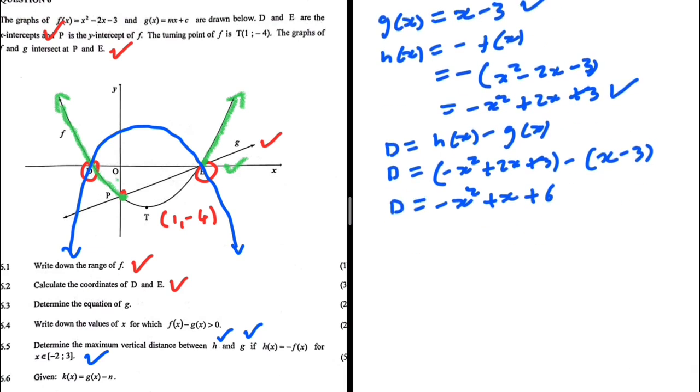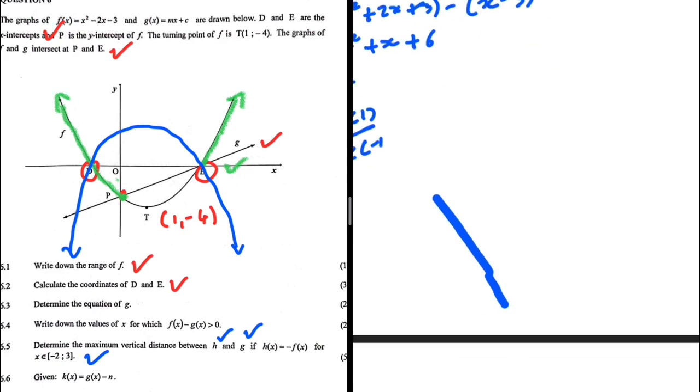So in order to find the maximum, we need to either differentiate this and equate to 0, or find the x value of the turning point. The x value at the turning point is minus b divided by 2a. Minus b is 1, the coefficient of x, and a is minus 1.